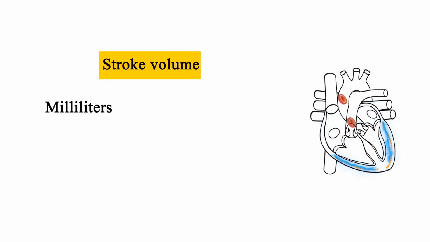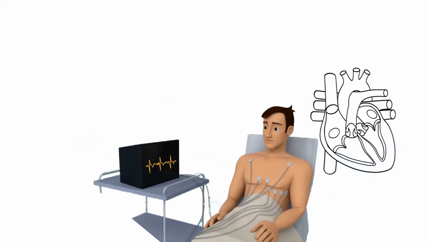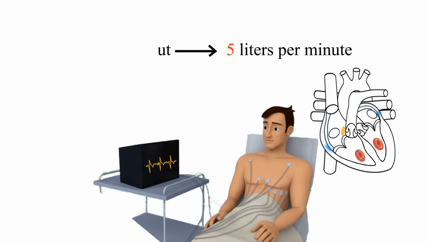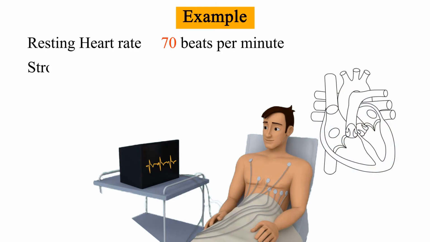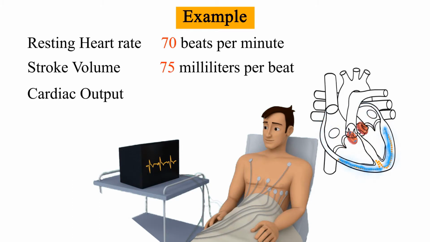The milliliters measured for the stroke volume are converted to liters, making the units for cardiac output in liters per minute. For a healthy adult, a resting cardiac output is approximately 5 liters per minute. For example, if a person's resting heart rate is 70 beats per minute and stroke volume is 75 milliliters per beat, cardiac output is 5.3 liters per minute.